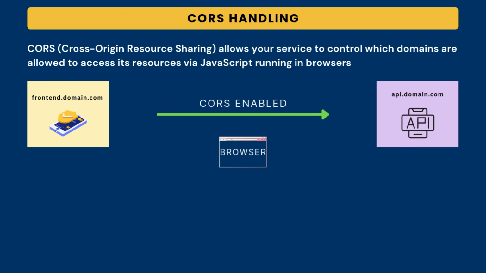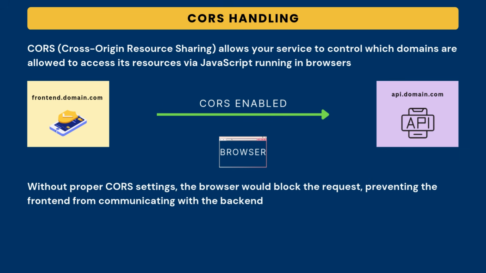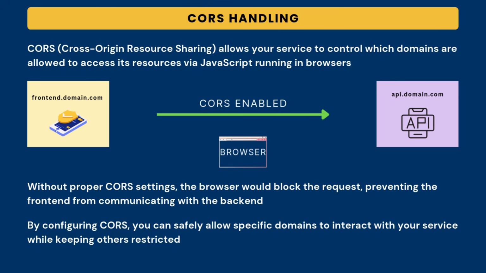For example, if you have a front-end application hosted on frontenddomain.com that needs to call an API on apidomain.com, CORS ensures that the browser permits the cross-origin request. Without proper CORS settings, the browser would block the request, preventing the front end from communicating with the backend. By configuring CORS, you can safely allow specific domains to interact with your service while keeping others restricted.